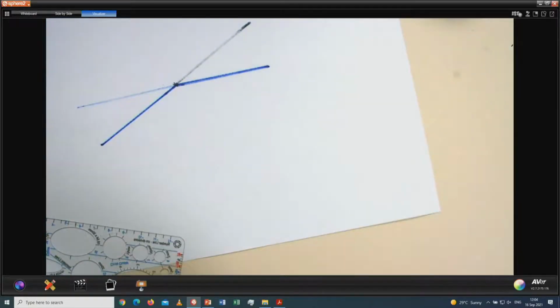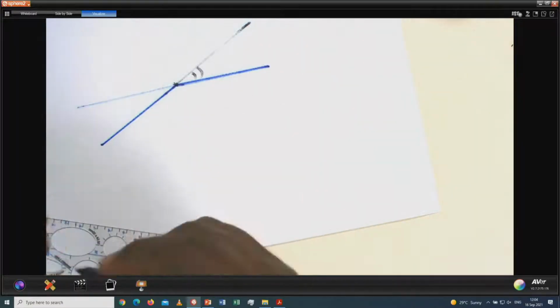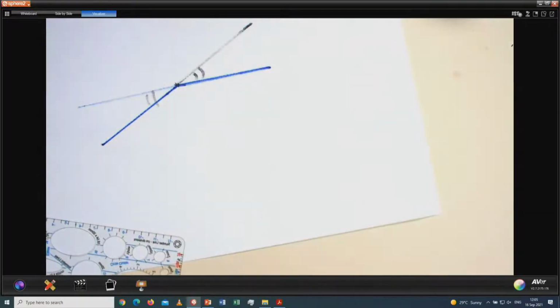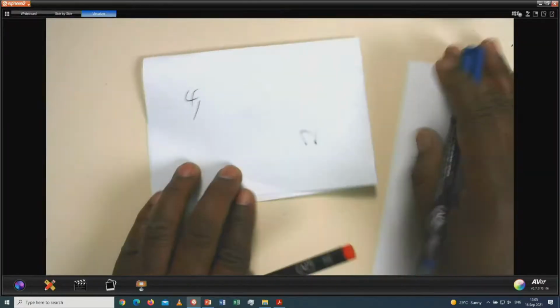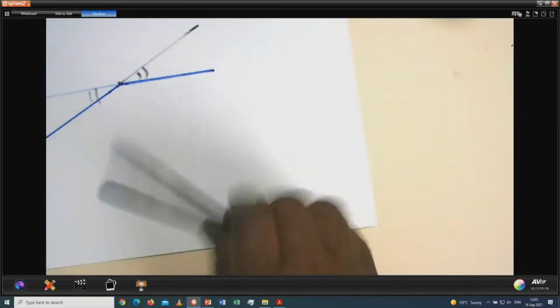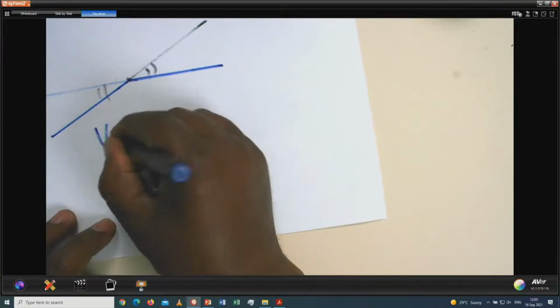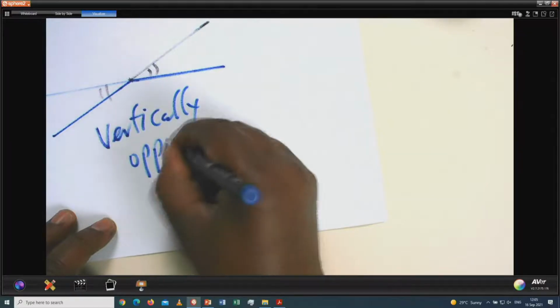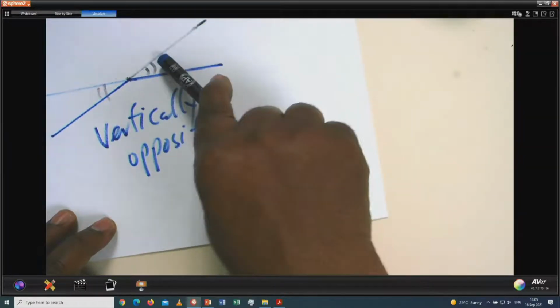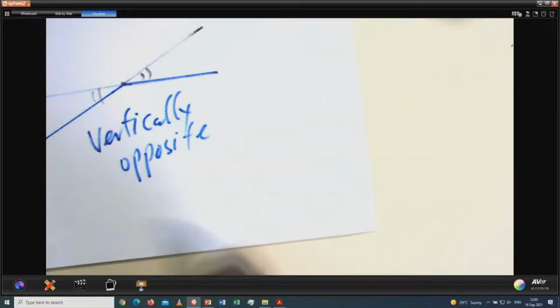So you see now, it's a vertex facing a vertex. A vertex opposite. You remember what I said? I said this side is opposite this side because they are facing each other. Therefore, this angle is facing this angle. That is why they are called vertically opposite, because this vertex is facing this. This vertex is opposite this one.